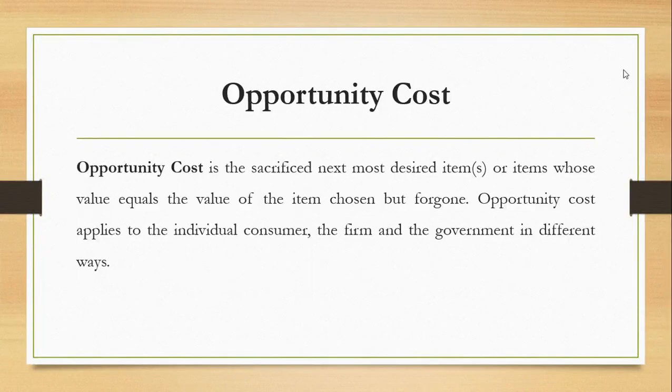So we've talked about scarcity, we've talked about choice. The next thing to talk about is opportunity cost. Opportunity cost is the sacrifice of the next most desired item or items whose value equals the value of the item chosen but forgone. I'll give an example for you to appreciate it. Opportunity cost applies to the individual consumer, the firm, and the government in different ways.